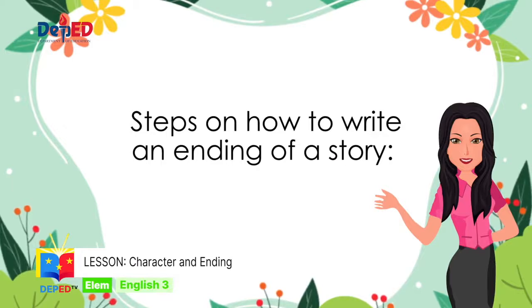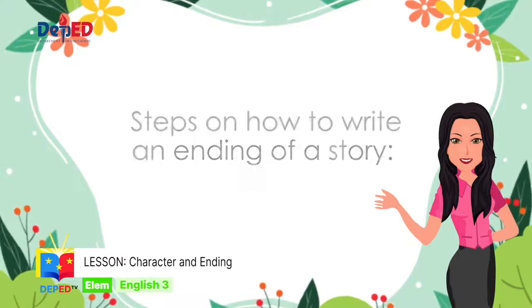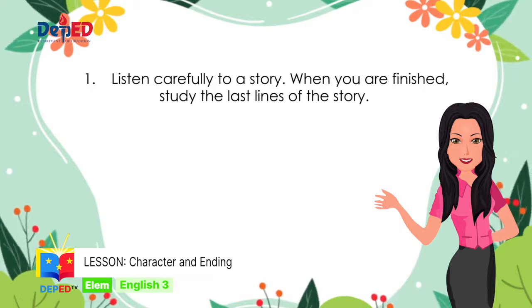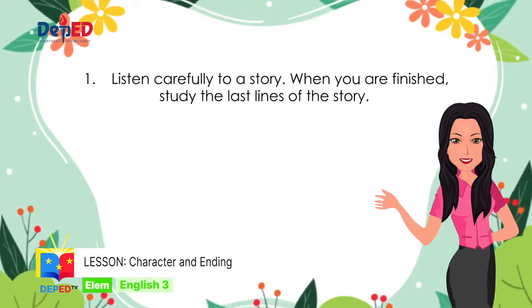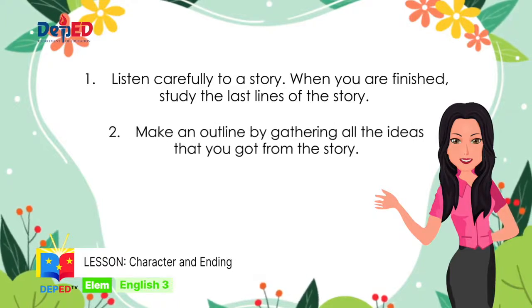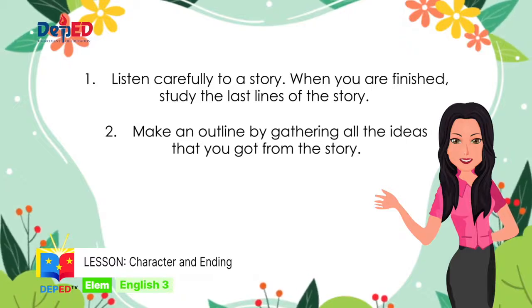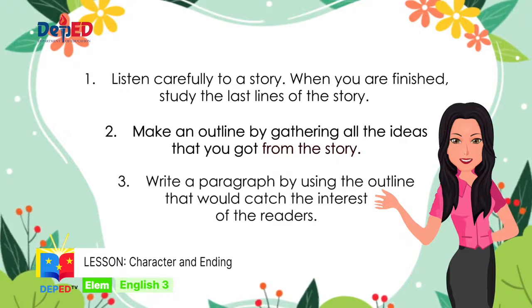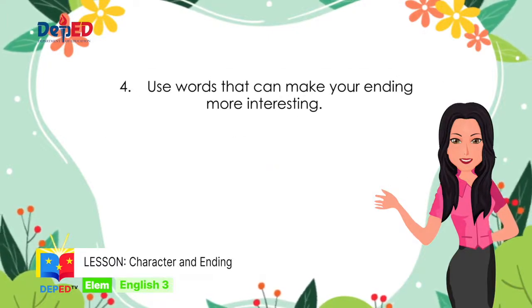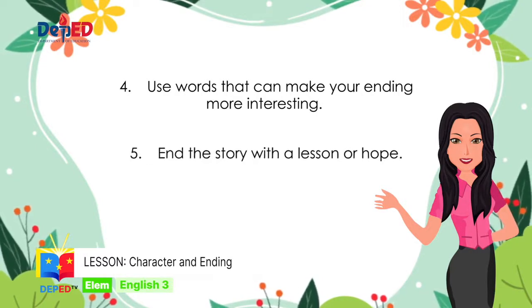Again, in writing an ending of a story, number 1, listen carefully to a story. When you are finished, study the last lines of the story. Number 2, make an outline by gathering all the ideas that you got from the story. Number 3, write a paragraph by using the outline that would catch the interest of the readers. Number 4, use words that can make your ending more interesting. And number 5, end the story with a lesson or hope.